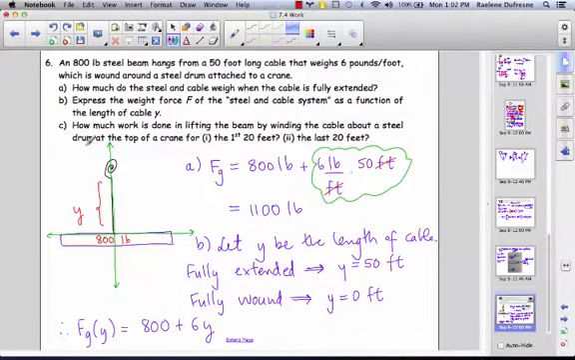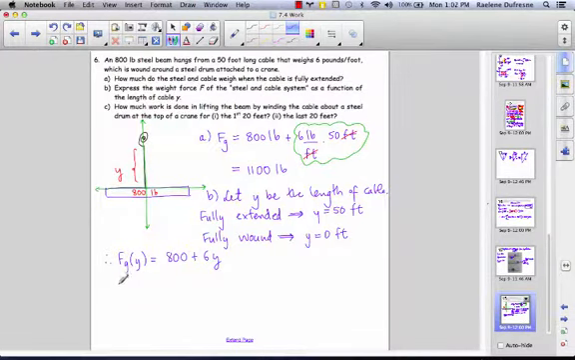Okay, so now in part C we actually get to the calculation. You wouldn't be given parts A and B as stepping stones in an exam type question. Part C asks how much work is done in lifting the beam by winding the cable about the steel drum at the top of the crane for the first 20 feet.